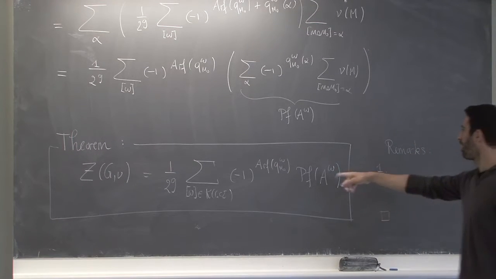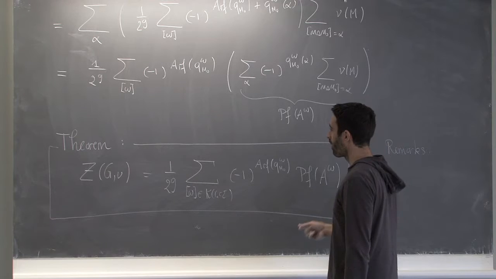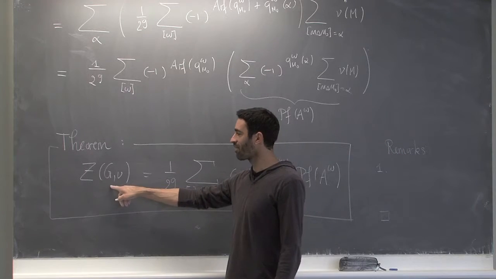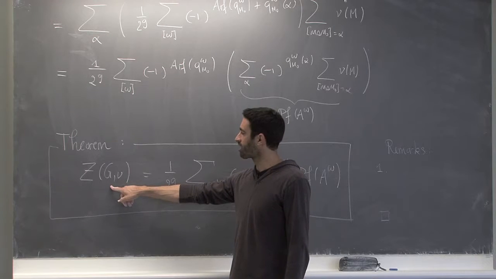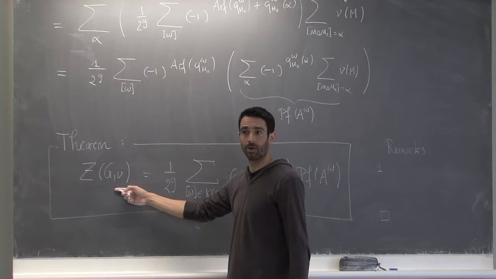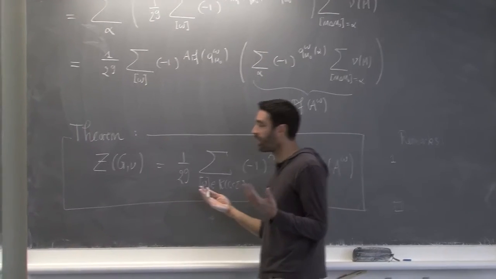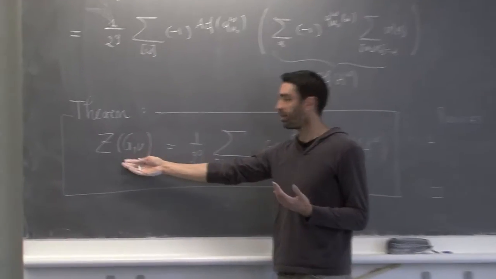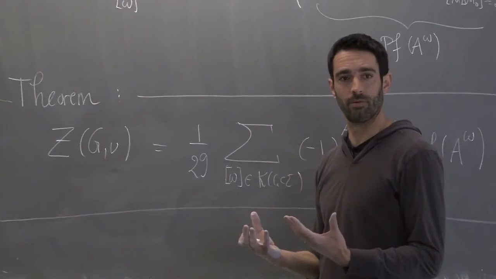First remark, one thing I like about this formula is that the left-hand side here does not depend on the way the graph is embedded. This is something that is associated to the abstract graph, right? You don't need to embed your graph in anything to actually define the dimer partition function. That's something on the abstract graph.